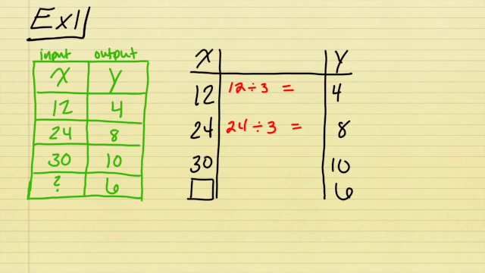Is 24 divided by 3 8? Well, yes. Is 30 divided by 3 10? Well, yes. So I think since the divide by 3 is working for each one, I think we found the math problem we should be using here. It seems to be divide by 3. So there's 2 things we have to do.